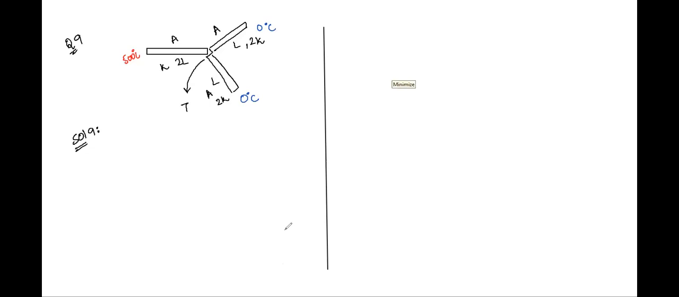Any ideas? We need to find out the temperature of the junction. Let's say I am naming the points. This is point A, this is point B here, this is point C over here, and this is point D. So we need to find out what is the temperature of the junction D.